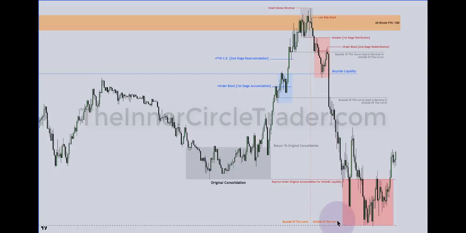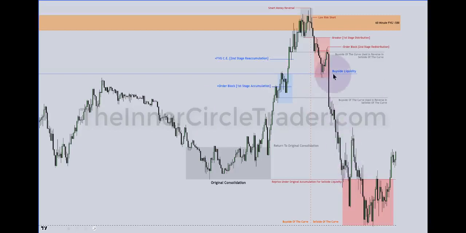What is sell side delivery going to be aiming for? The original consolidation low. Why? Because it wants to reprice under the original accumulation for sell-side liquidity, the stops that are resting below here. For traders that rode this up, they're married to the idea it's going to the moon, Bitcoin 100,000, that type of mentality. Eventually, it drops and goes and attacks them.